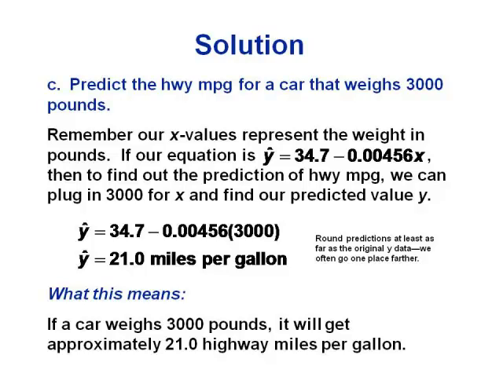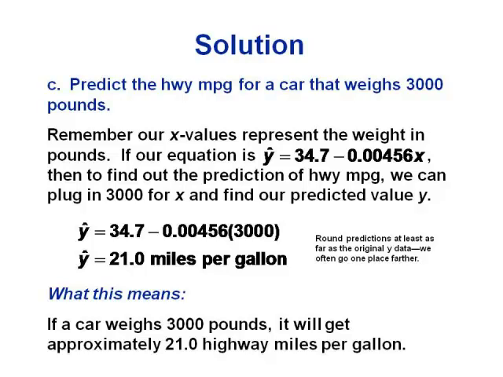And we're going to round our predictions at least as far as the original Y data. You can go farther if you want, but at least as far as the original Y data. So those were whole numbers. I went to 1 decimal place here. So 21.0 or just 21 miles per gallon.